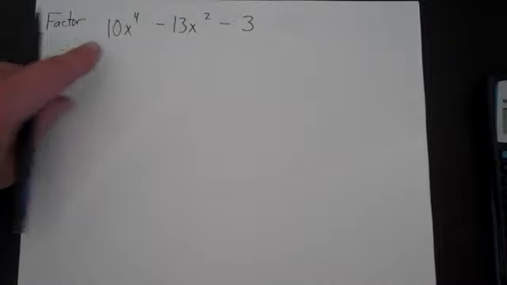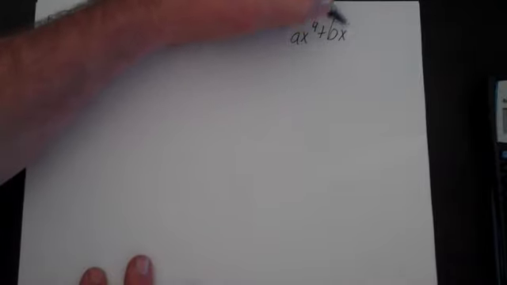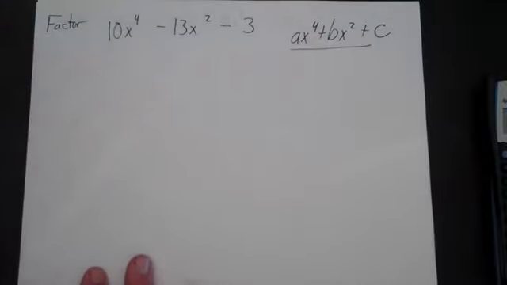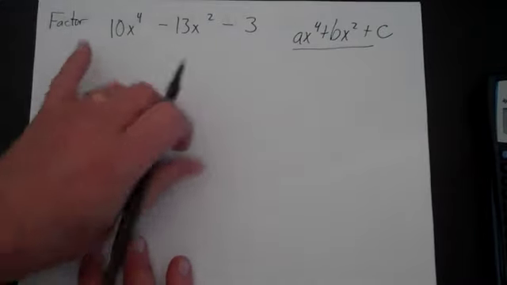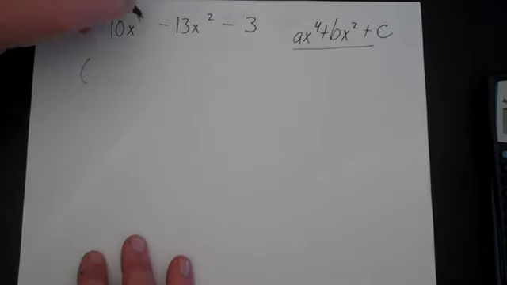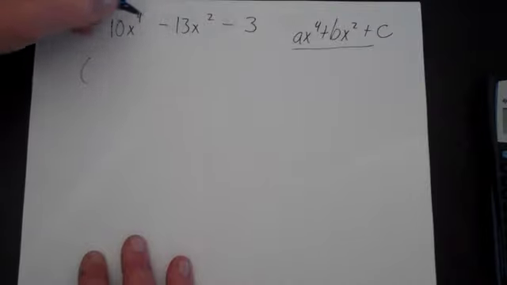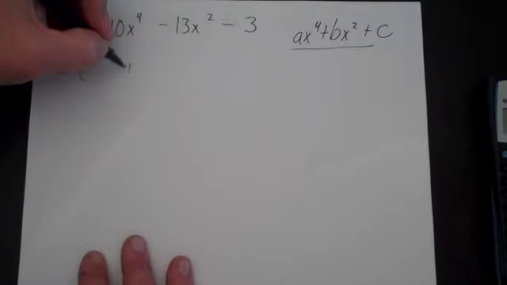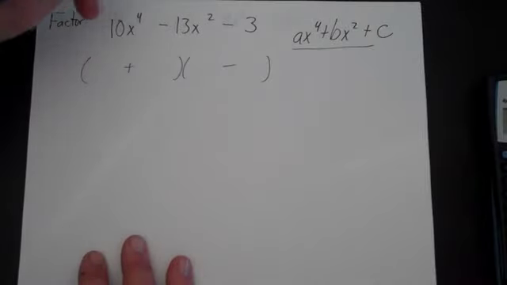Now, if you notice, this is in the form ax to the fourth plus bx squared plus c, and there's a certain trick to factoring that. You basically pretend this is an x squared and this is an x. So if we pretend this is an x squared and an x, then we're going to have AC factoring. Since this is a minus and a minus, you're going to have one plus and one minus. And now there's two ways to do it. One way is the AC method.